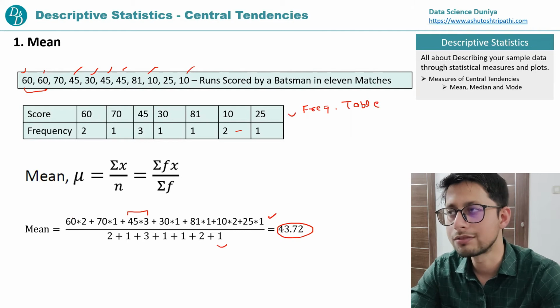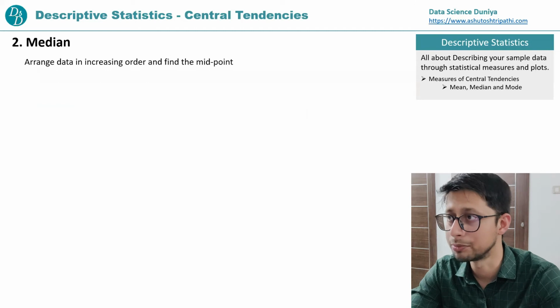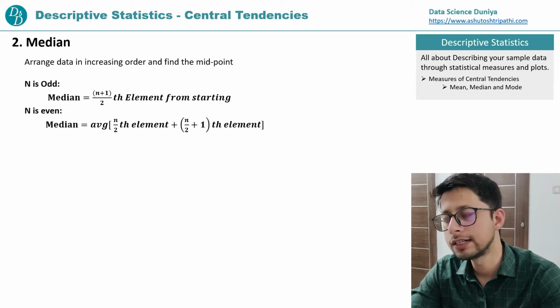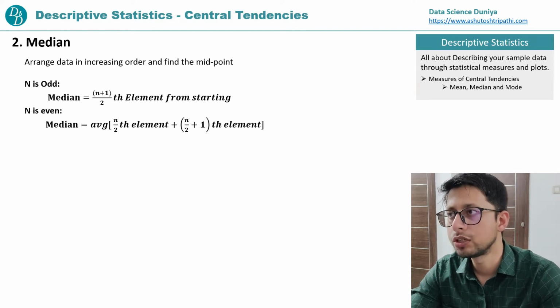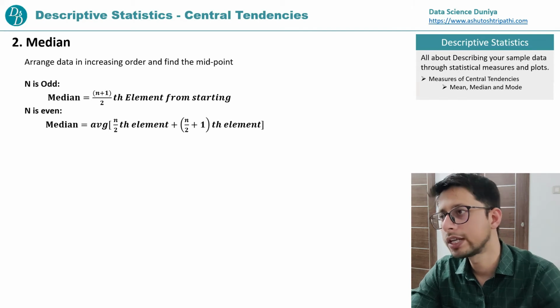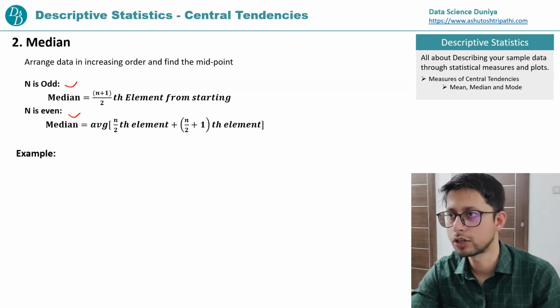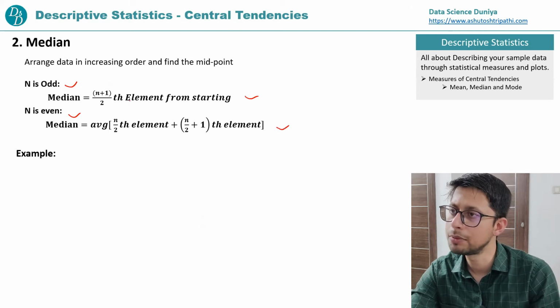Now, what is the difference between mean and median, and when to use which one? Let's first quickly understand what median is. Median is also a central tendency. It tells the central behavior of your data, like what is the central data item. For median calculation there are 2 ways: when n is odd, meaning the total number of data items is odd, and when the total number of data items is even. Based on that we have 2 formulas. If n is odd, then take the (n plus 1) by 2th element, and if n is even, then take the n by 2th element and the (n by 2 plus 1)th element and take their average.